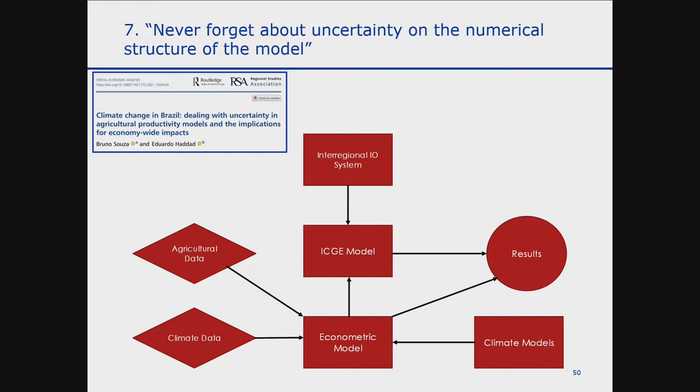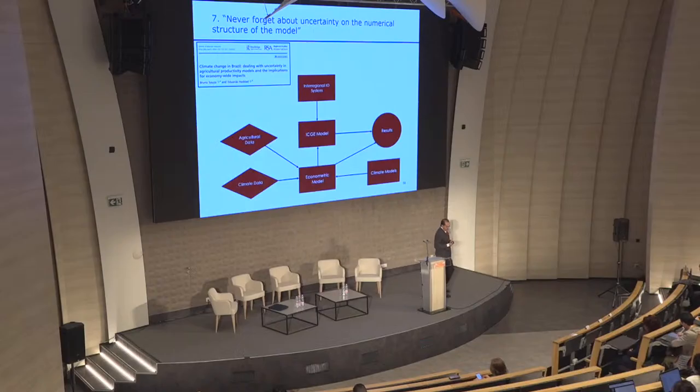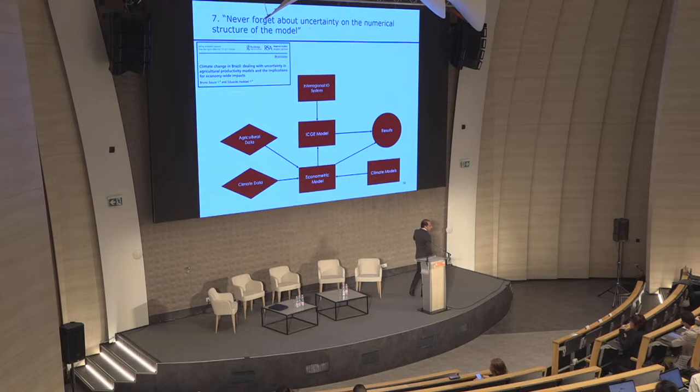the physical and economic integration, looking at agriculture, because in Brazil, droughts due to climate variability are a very important issue. There is this student who did this job, and I keep telling my students, never forget about uncertainty, because there is a cascade of uncertainty, especially related to the numerical structure of the model, not only the economic model, but all models using an integrated modeling framework. They are prone to a lot of uncertainty, related to data, to aggregation, and even to the analytical and functional structures of the model.